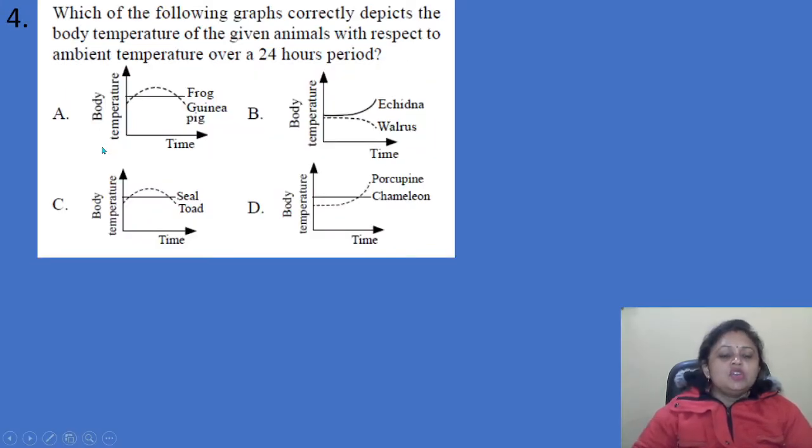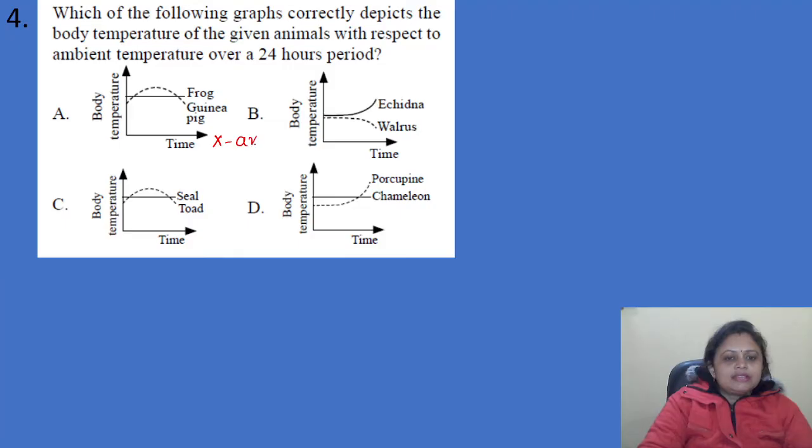Coming to the next question: which of the following graphs correctly depicts the body temperature of the given animals with respect to ambient temperature over a 24 hour period? Okay, so in the x-axis time is taken, and in the y-axis body temperature is taken. So what we need to find out is which graph correctly depicts the body temperature of the given animals with respect to ambient temperature over a 24 hour period.